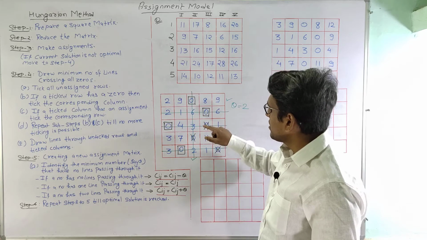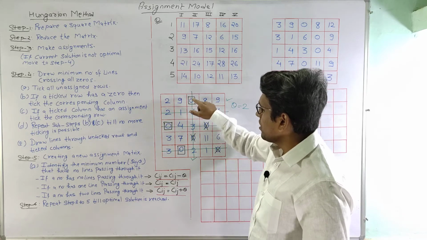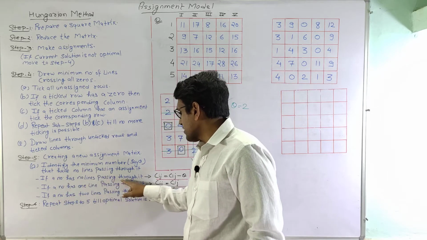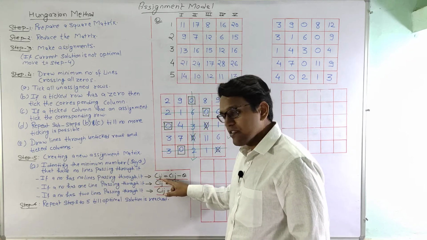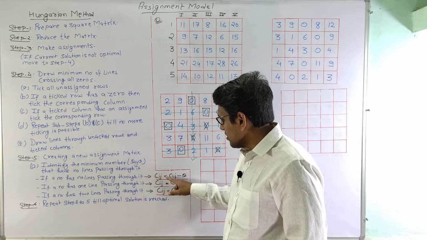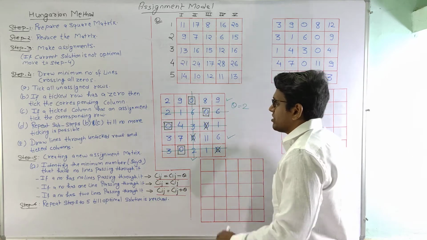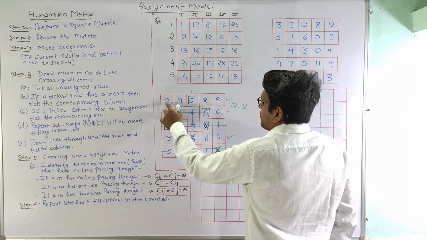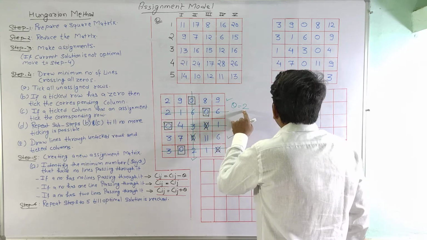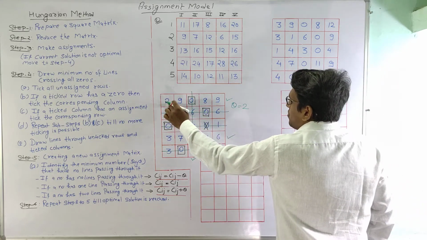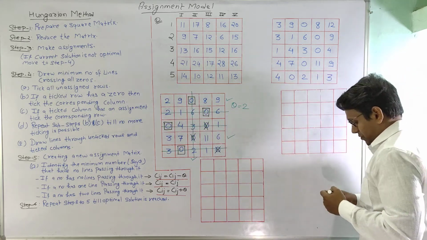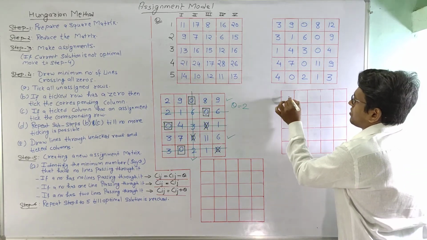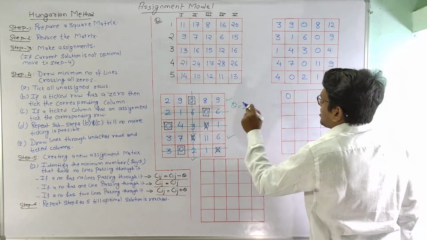Now what we'll do is the cell where no lines are passing. If a number has no lines passing through it, then Cij, that is the new Cij, is equal to Cij minus theta. That means the new cost coefficient will be the older cost coefficient minus theta. So here we can write this is 2, 2 minus 2 is 0, 2 minus 2 is 0, so this is 0. Similarly 9 minus 2 is 7.